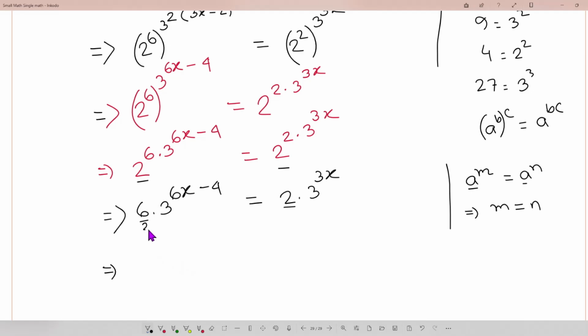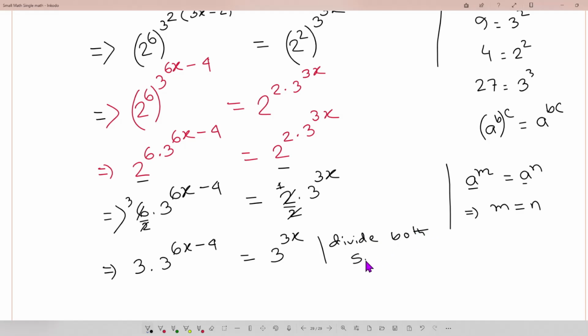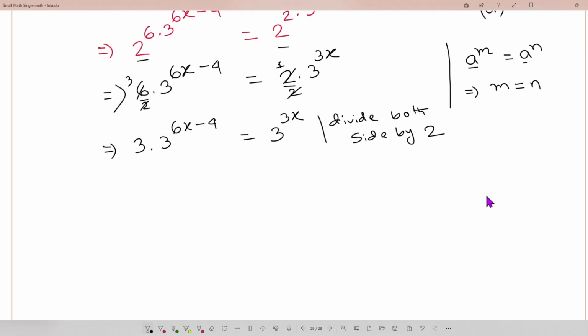So once we divide by 2, here and here, 2 and 2 divide, it will be 1, and 6 divided by 2 will be 3. So we can write here 3 times 3 to the power 6x minus 4 equals 3 to the power 3x. We divided both sides by 2. Okay. Now here is 3, the power is nothing, it means 1.